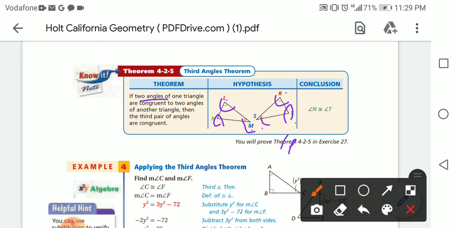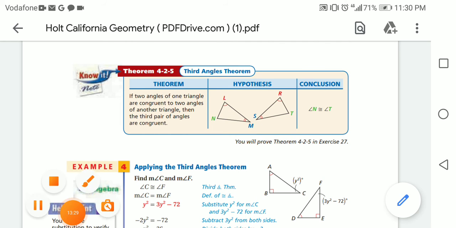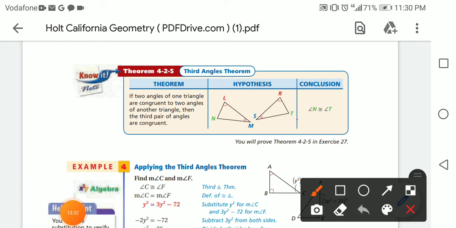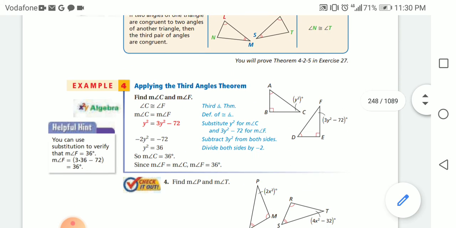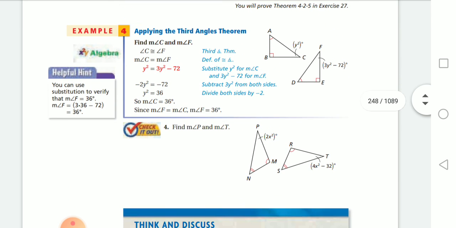So T and N are congruent here. As R, S and L, M are congruent, T and N are congruent. So this is the third angle theorem. Applying the third angle theorem quickly, because it's very easy.